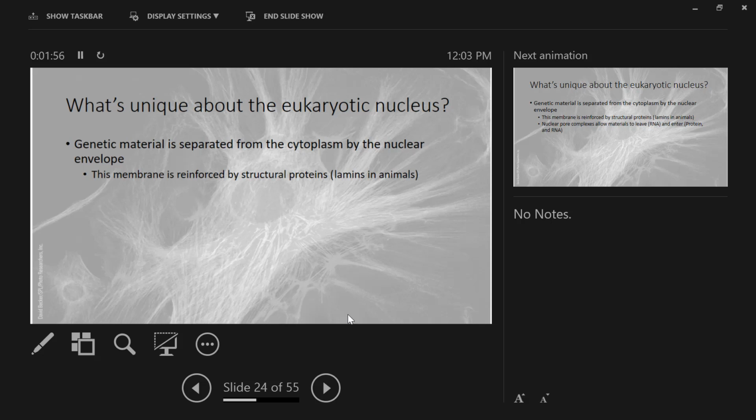But you still need to be able to get into and out of the nucleus. So within this membrane, there are nuclear pore complexes made of proteins that allow materials to leave the nucleus, in the case of RNA, and then also allow materials to enter the nucleus, RNAs and proteins. Okay, so that's part of what's unique, but now what's a problem?